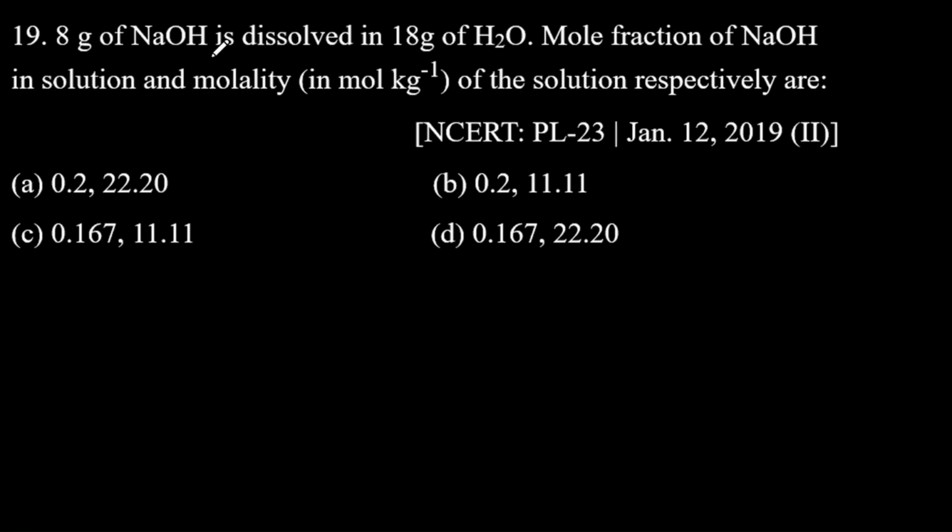8 gram of NaOH is dissolved in 18 gram of H2O. So here the component which is present in small amount should be taken as solute. So 8 gram of NaOH is the solute and 18 gram of H2O is the solvent. So the given mass of solute should be taken as W2, as we always represent solute by the number 2, and the given mass of the solvent should be represented as W1, as we always represent solvent by the number 1.